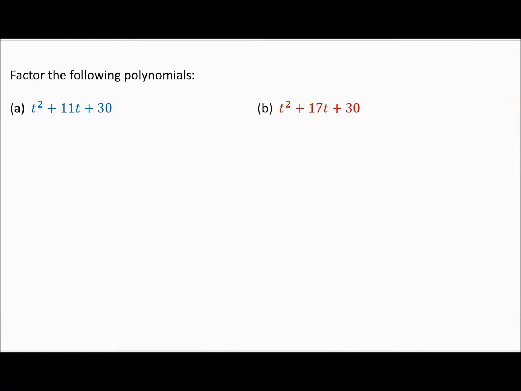All right, so we do have a trinomial with a leading coefficient of 1. All I've done is just change your letters up. So this time we have a t instead of an x. Let's find numbers that multiply to equal 30 and add to equal 11, right? Notice all my signs are positive, so when I factor this, it's going to be t plus and t plus. Has to be, right?